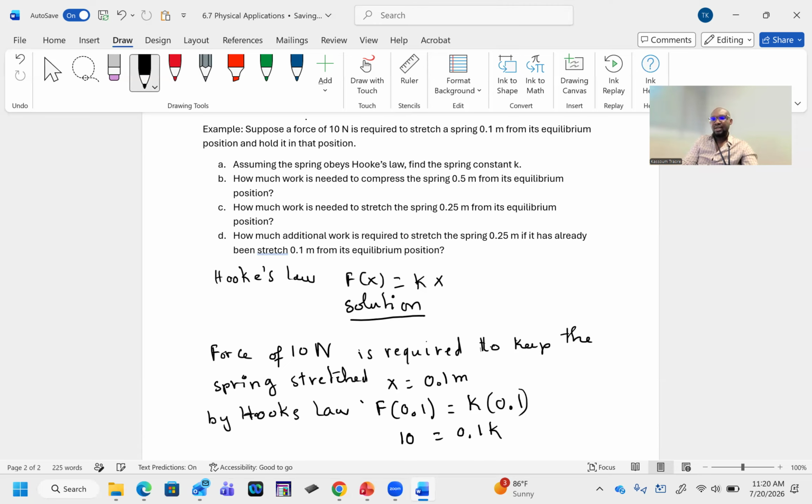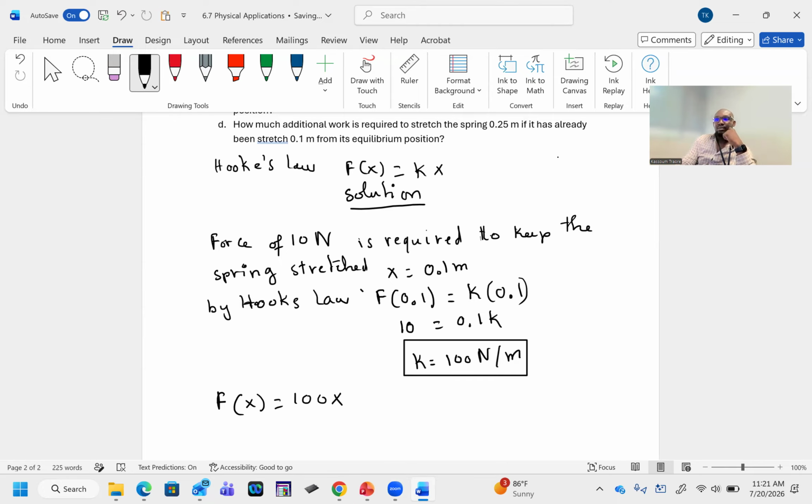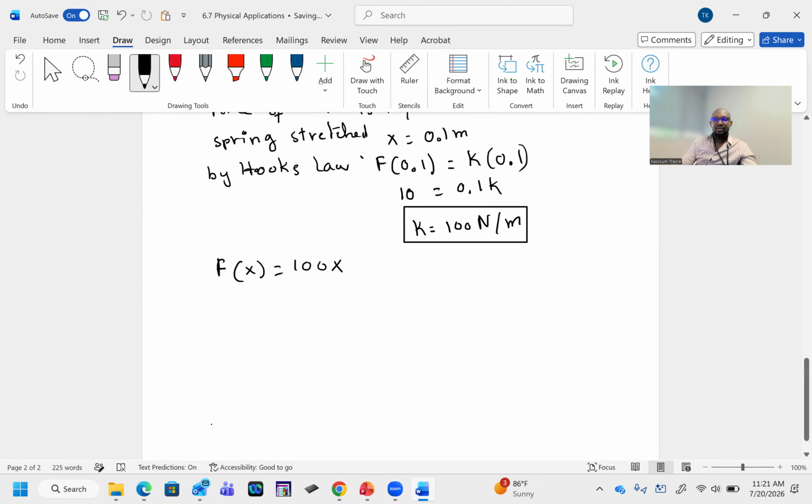We divide both sides by 0.1, so our k will be equal to 100 Newton per meter. So that is k. So that means f of x will be equal to 100x. So the constant k, which we found, is 100 Newton per meter. So now we can go ahead and find B, right?